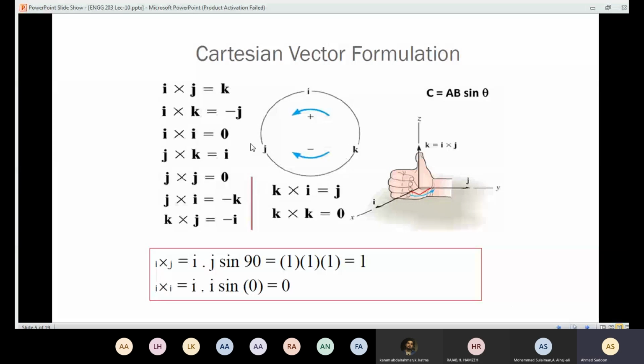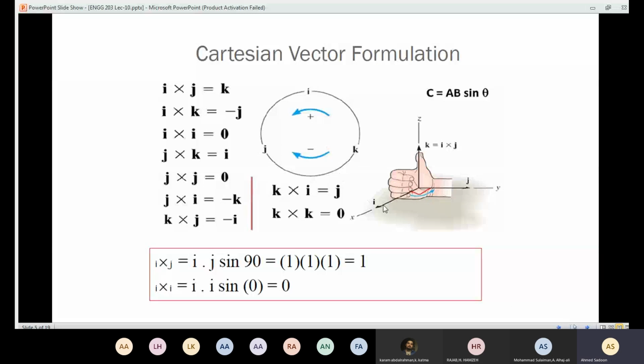positive J. But if you are going to move clockwise, if you take the cross product of J cross I, you are going to get minus K. If you want the cross product of I cross K, you are going to get minus J, and so on and so forth.